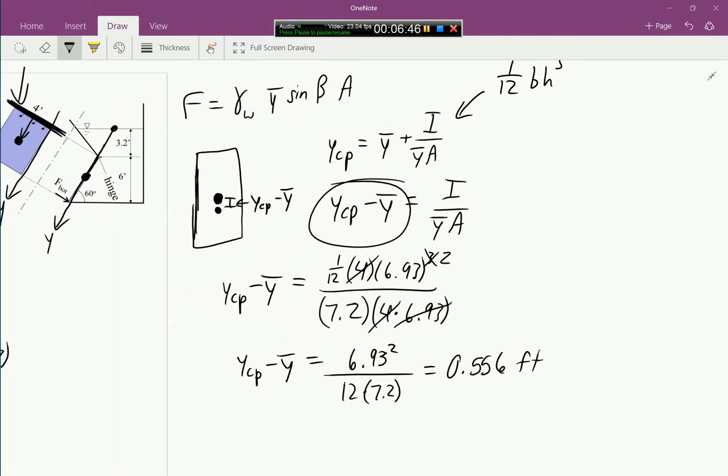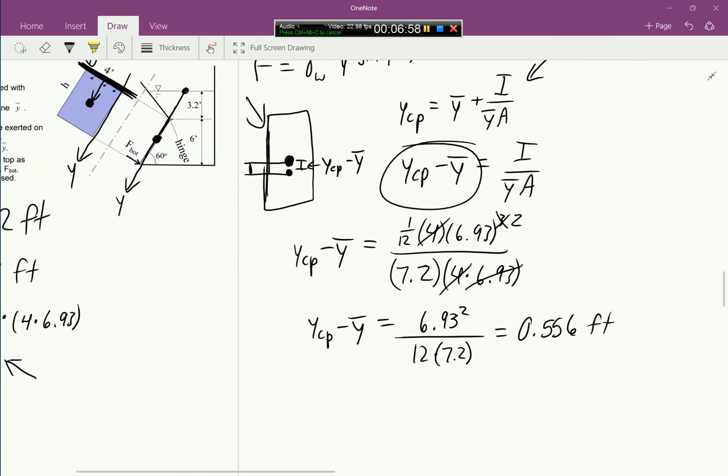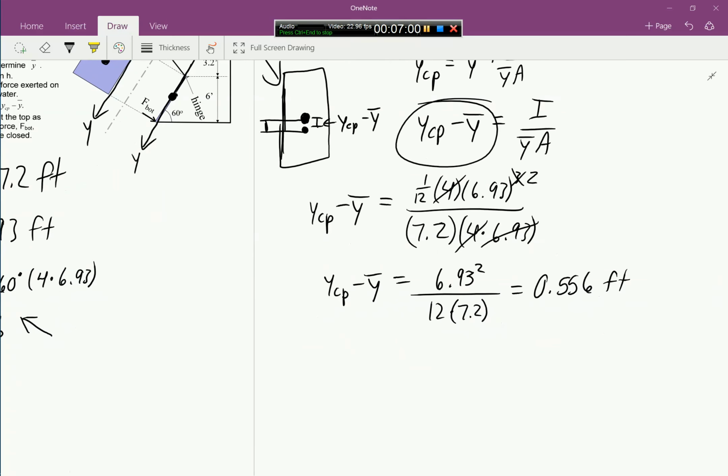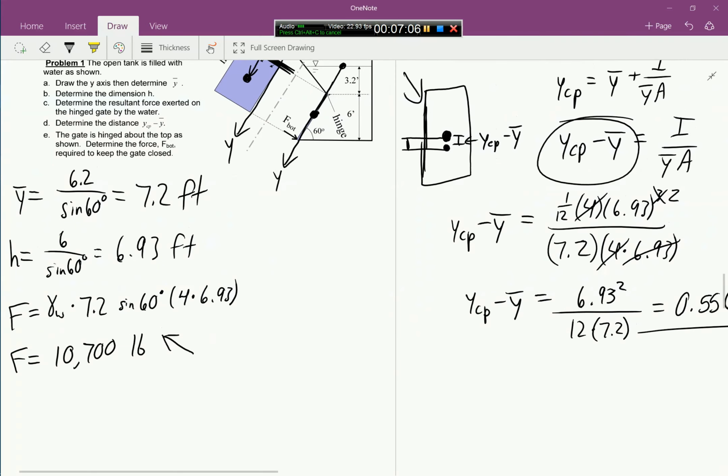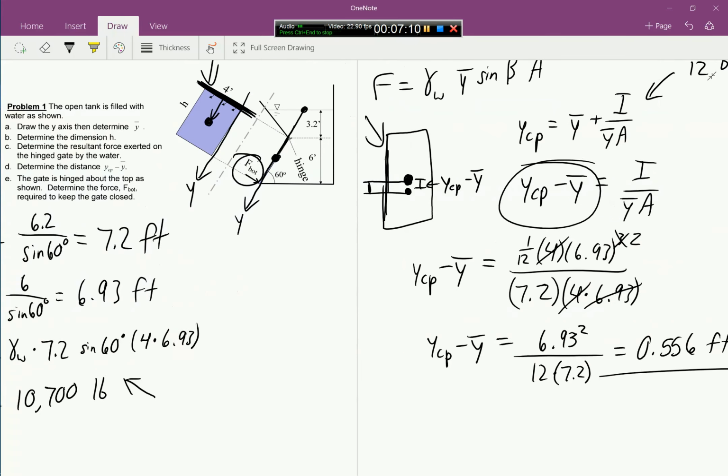And in this little diagram right here, all that means is the center of pressure is about half a foot below the centroid of this body, of this gate. So that's our answer for part D. Now we need to figure out the force on the very bottom of this gate that is required to keep the gate closed.